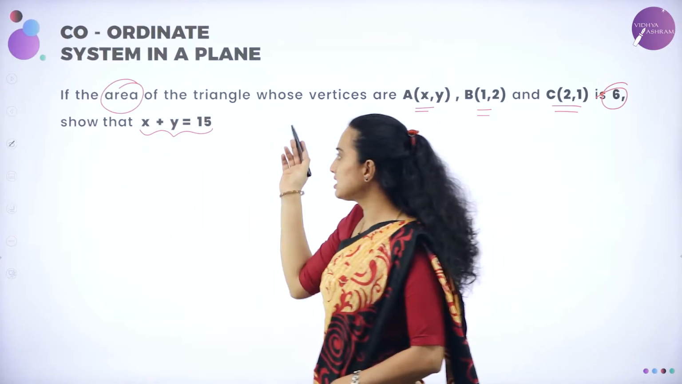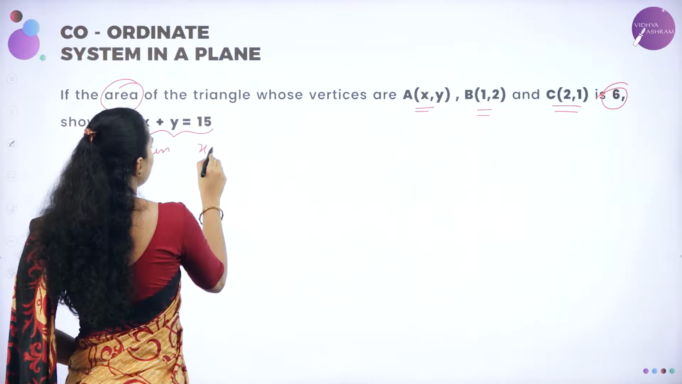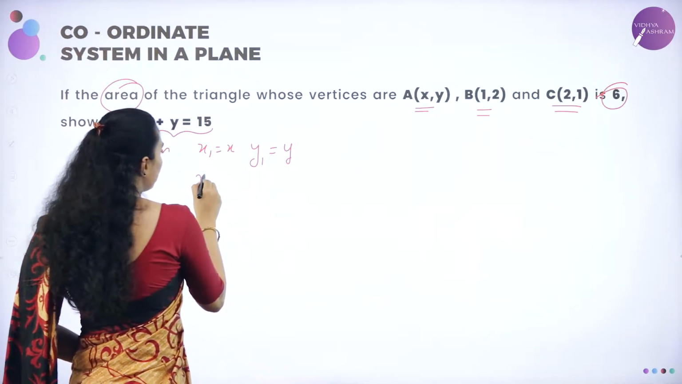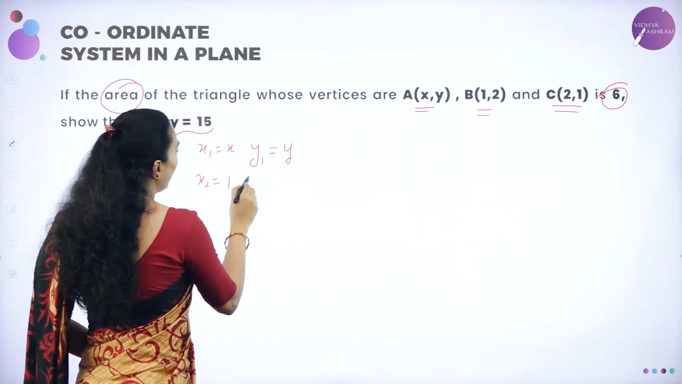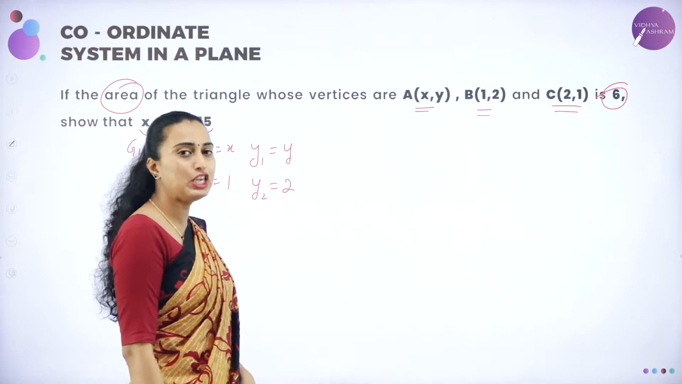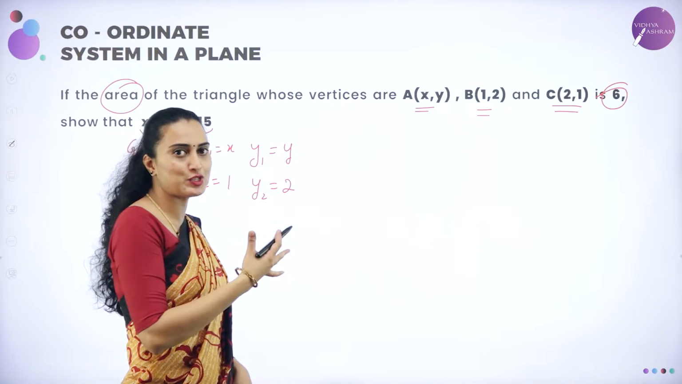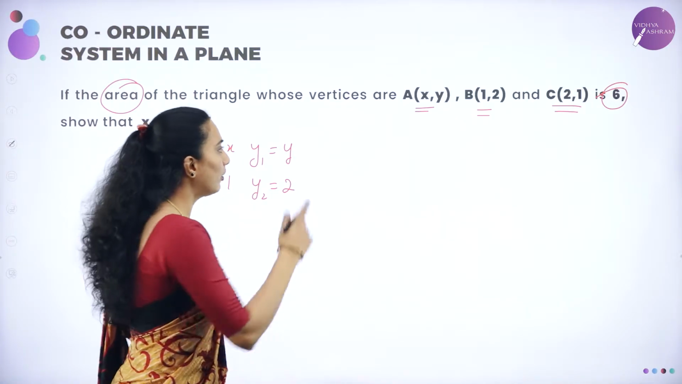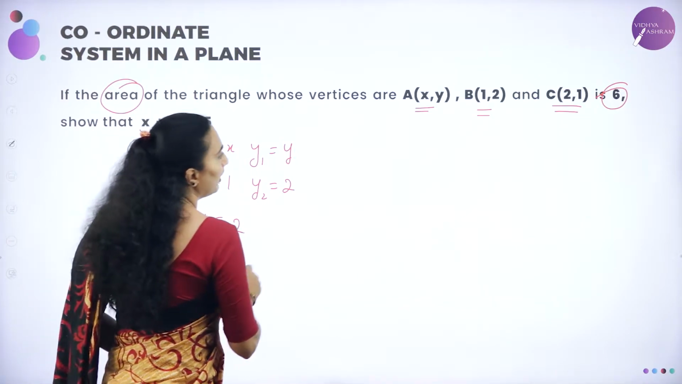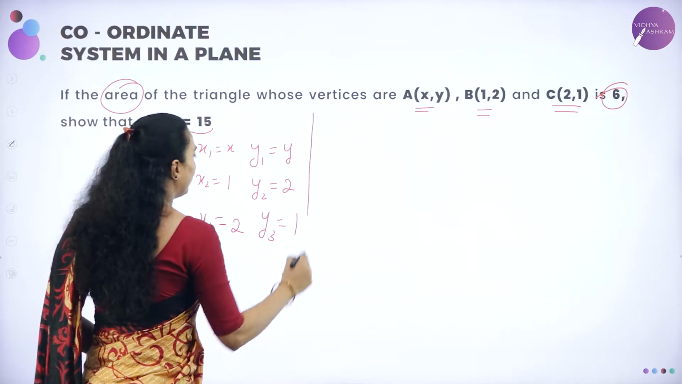Now what are the vertices? Let me take the vertices as given: x1 is equal to x, y1 is equal to y, x2 is equal to 1, y2 is equal to 2. Okay, sorry, B of 1 comma 2 are the values of B. Next, x3 is equal to 2 and y3 is equal to 1. So let me write down the formula here.